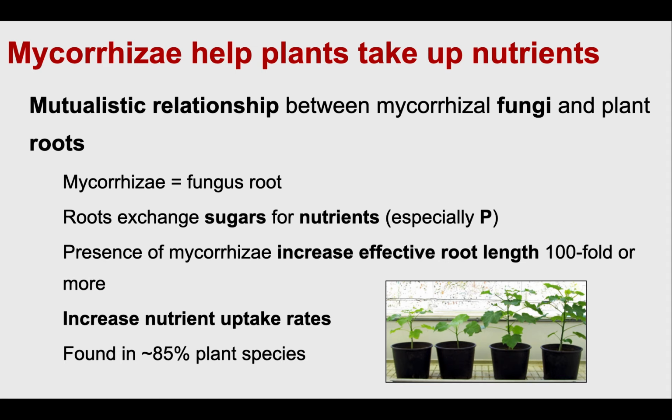Because these mycorrhizae are exchanging nutrients for sugars, the fungi are giving them nutrients, the plants are giving the fungi sugars, the presence of these fungi really increases the effective root length. So you can think of those fungi as extensions of plant roots. We're increasing our root length by as much as like 100-fold more. This increases our nutrient uptake; we're basically increasing our surface area by a whole bunch. And these fungi are found in a lot of plant species. We're finding that like 85% of plant species have this relationship with fungi, which is pretty cool.